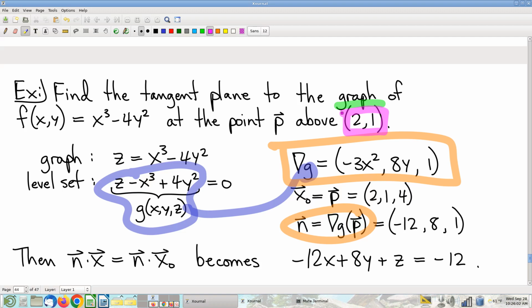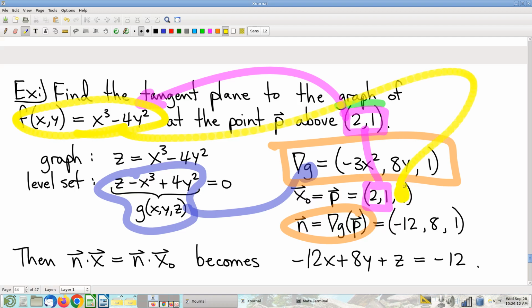So, appropriately, (2, 1) are the x and y coordinates. And then I've got to plug that into the function to see what the z coordinate is. So when I say at (2, 1), I mean, of course, at the point on the graph above (2, 1). And you plug that in, you get your normal vector, and it's all over. Everybody happy?